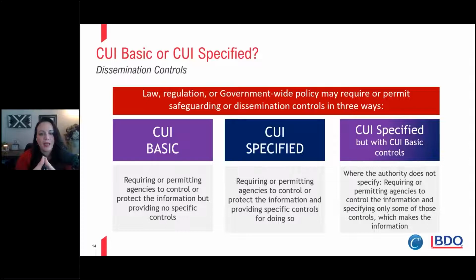CUI specified, I really prefer as a route to identifying CUI, because it helps us get into not only a specific subcategory of CUI, but it helps us manage that category and mark our documents according to the specific category. And there may be a little bit of both: CUI specified, but with CUI basic controls, where the authority does not specify, requiring or permitting agencies to control the information and specifying only some of those controls, which makes the information CUI specified, but with CUI basic.